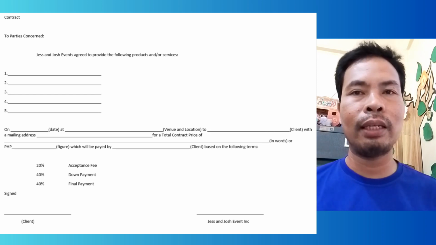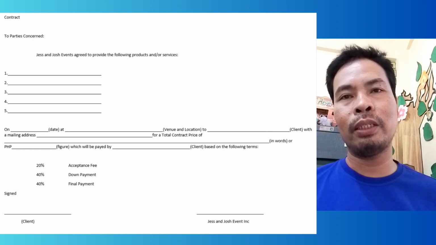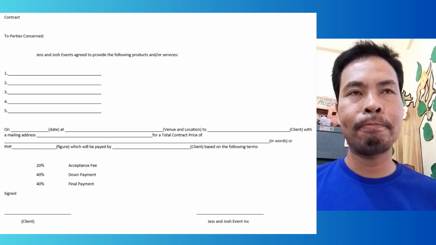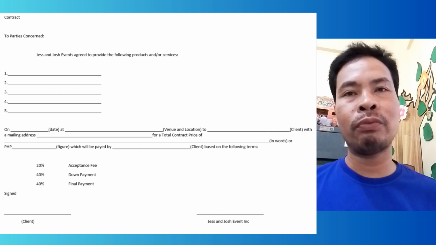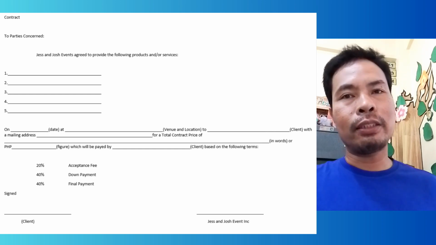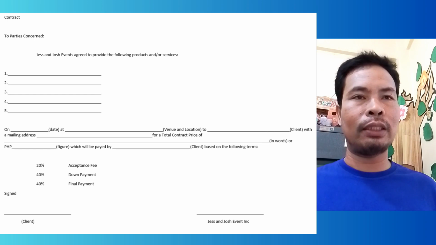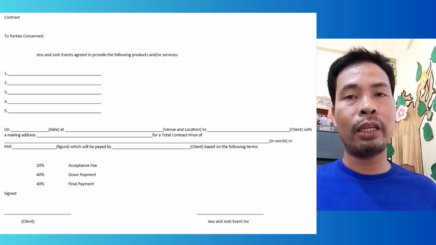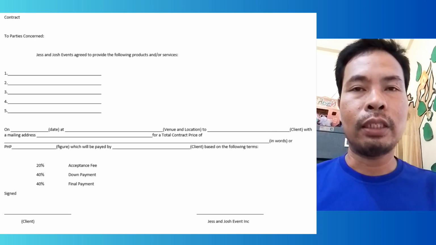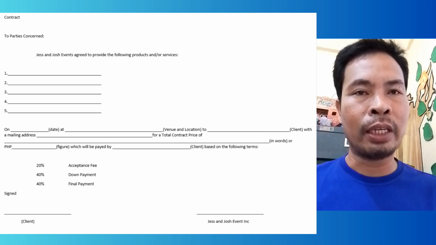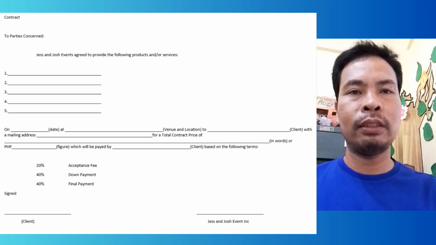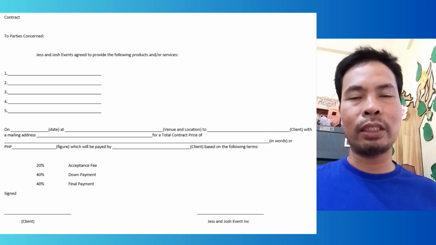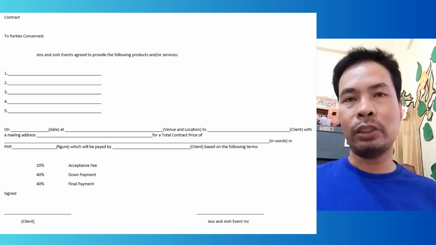Okay, most likely the 40% could be the miscellaneous and already the profit, if you are going to follow the 33%, if you are going to divide the total amount into 3. And it should be signed by the client themselves and the representative of the company, Just and Just Events Incorporated.